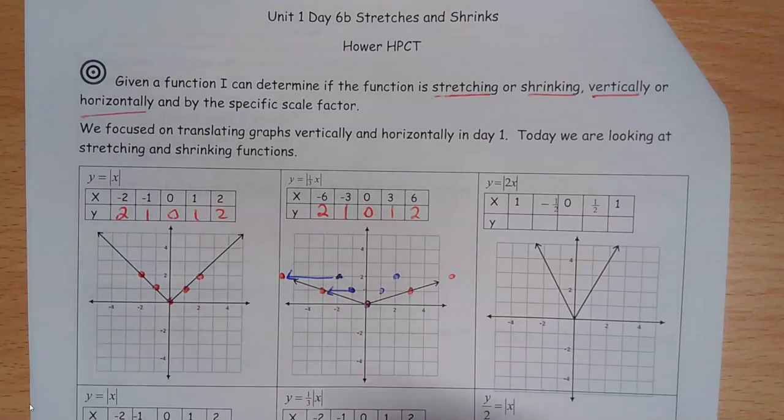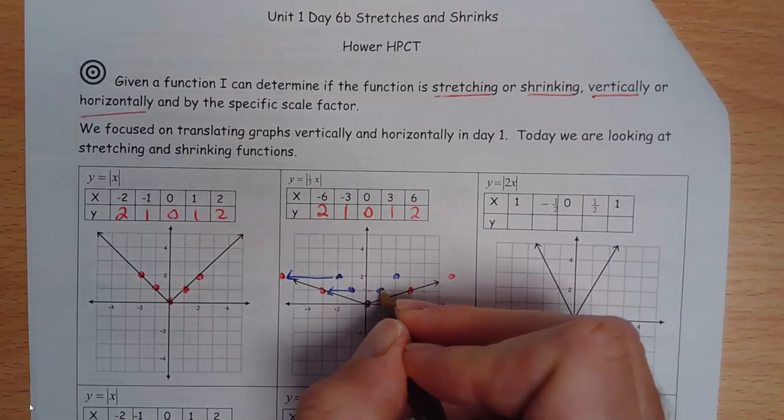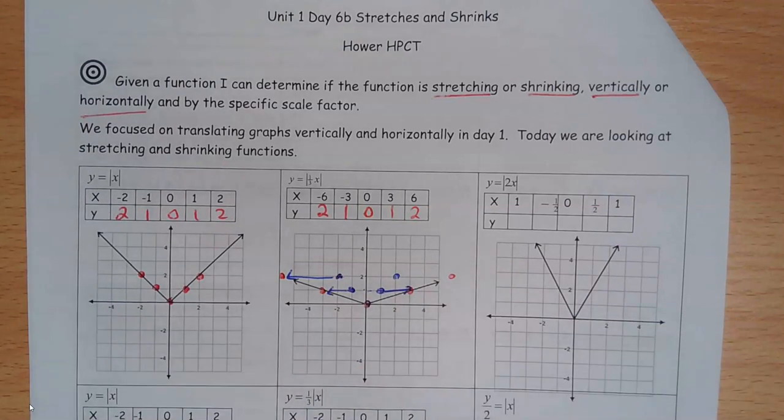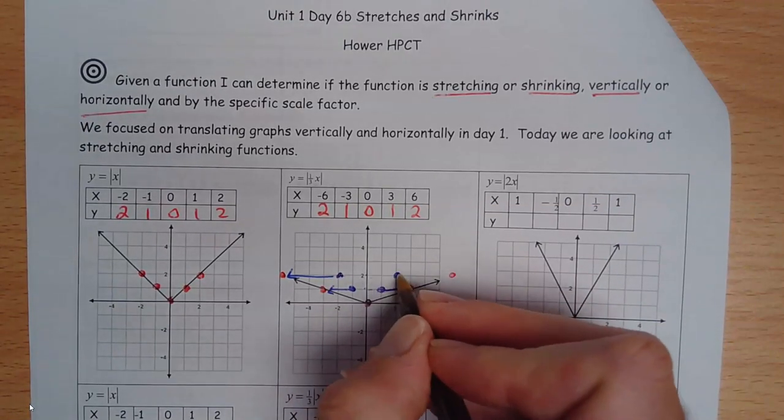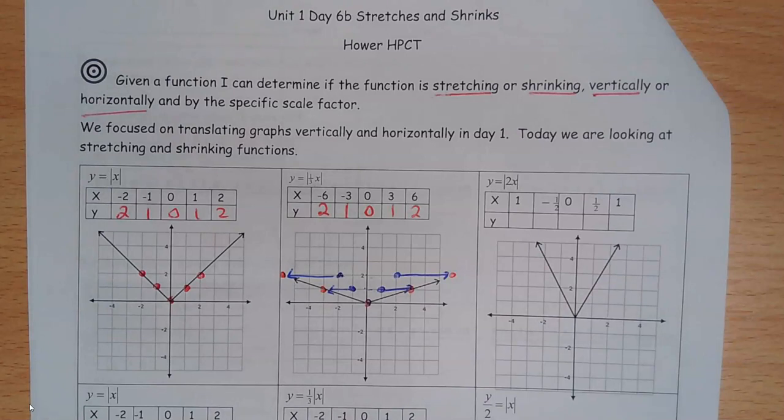So 3 times as far. This was 1 unit away. Now it's 3 units away. So 3 times as far. This was 2 units away. Now it's 6 units away. So 3 times as far.